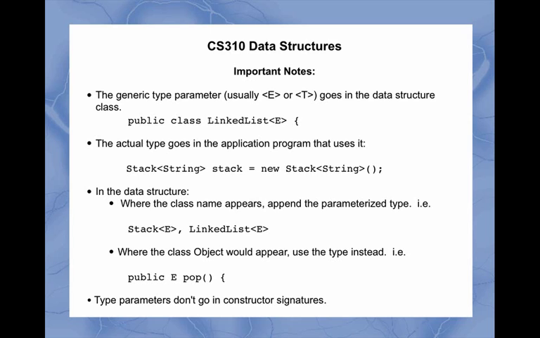However, in our application, when we create and use a linked list, when we create and use a stack, we know what kind of object we want to put into the linked list or the stack, and there we specify it. So in the data structure, the parameterized type follows the name of the class, and when the object would appear, you use the parameterized type instead.